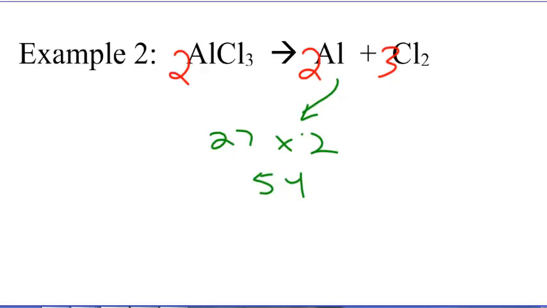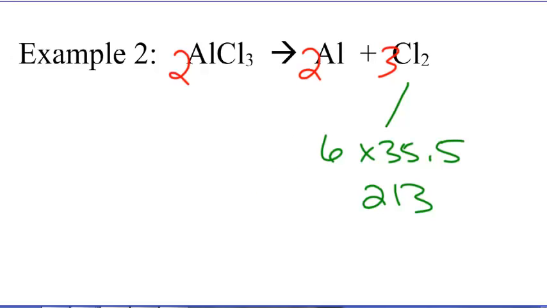Two aluminums have a mass of 27 each, times 2, that gives me 54. Can you finish this? You should have recognized that there were 6 chlorines times 35.5, and that is 213.